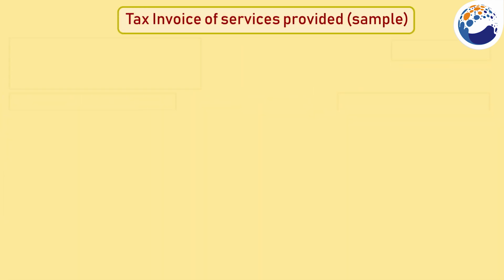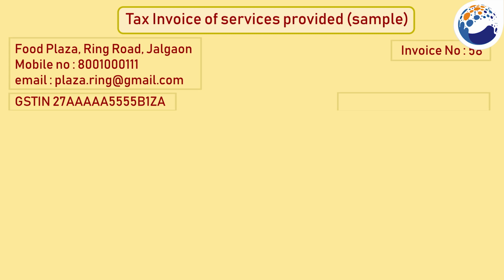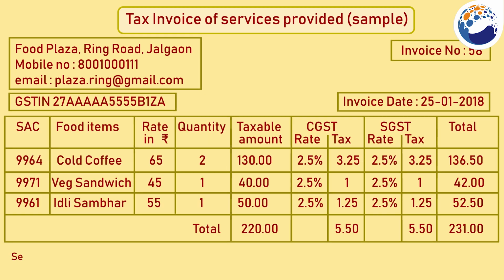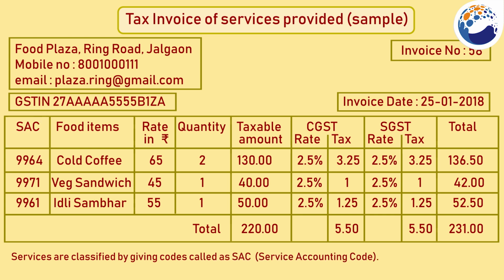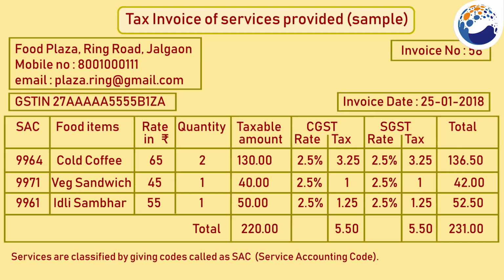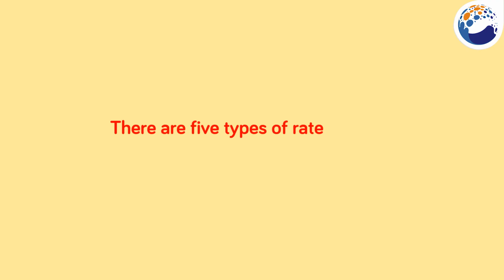Now we will see a sample of a tax invoice of services provided. Services are classified by giving codes called SAC, Service Accounting Code. Remember, in the tax invoice for goods, there is HSN code, while in a service invoice, there is SAC. There are 5 types of rates of GST.